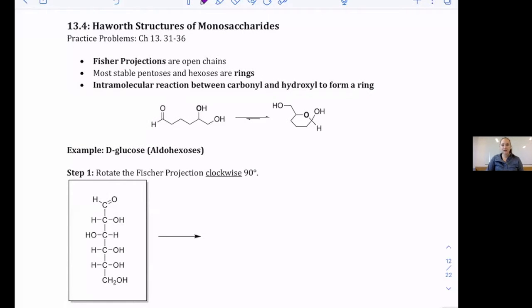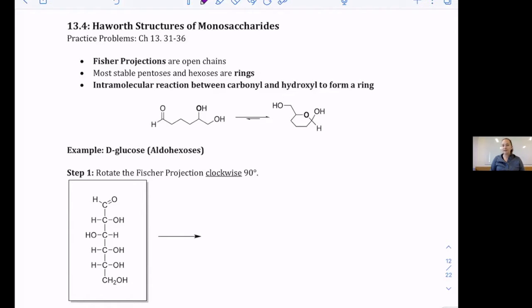Okay, guys, so we've talked a lot about Fischer projections, which are the linear versions or open chains of our saccharides, our monosaccharides. However, we need to talk about their most stable form. In reality, we don't really see the open chains very often. They're in an equilibrium with their ring versions or their closed chain versions.